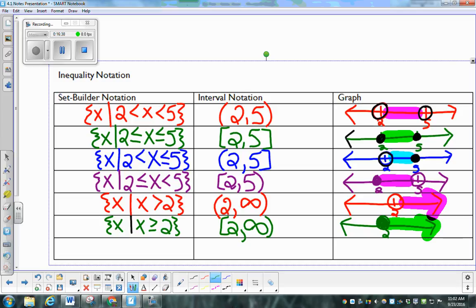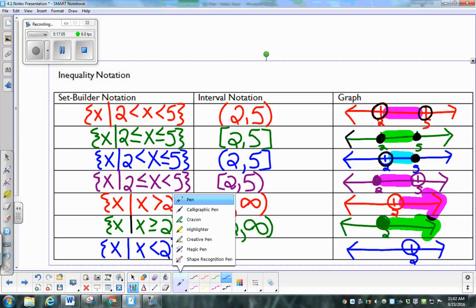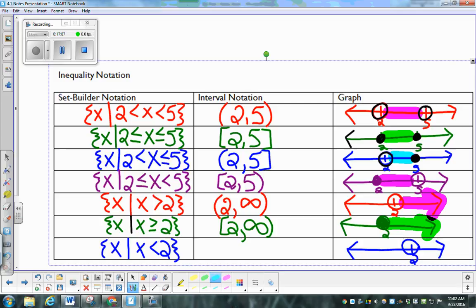All right, 2 more, and we're done with this table. So another thing I want to look at is less than in these cases. So what if I have all numbers x such that x is less than 2? If I'm going to graph that, I need an open circle on my 2 because x cannot reach 2. It just goes right up to it. It doesn't touch it. But since it's less than 2, we need to shade everything to the left, including the arrow.